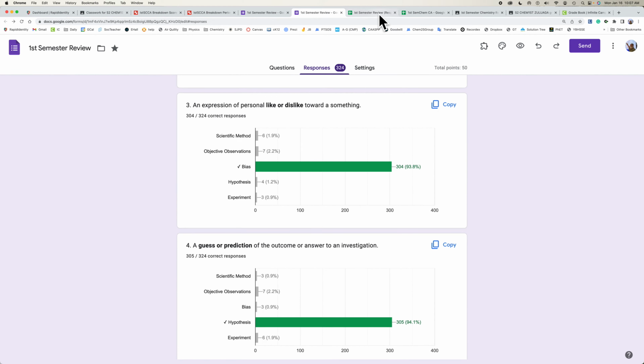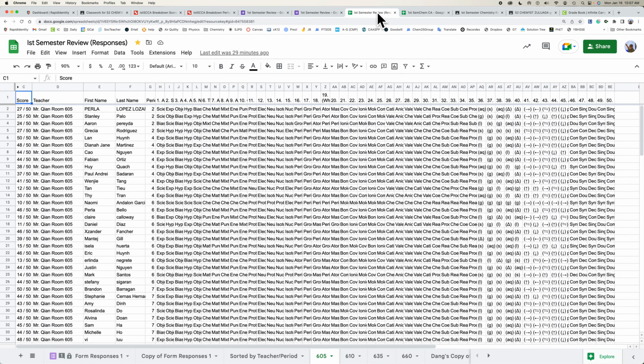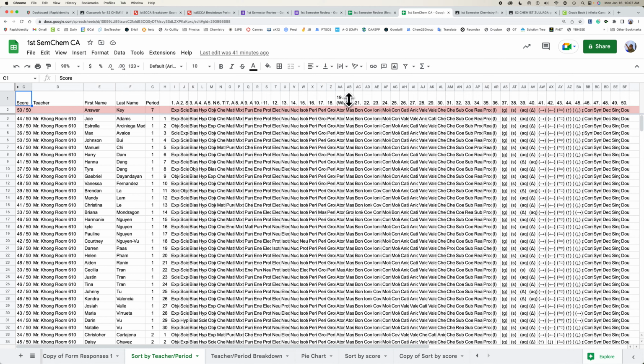The other thing that you get is the spreadsheet. You get the spreadsheet for all the different classes, and from that you can get more information if you so desire. You can also have an answer key, and with that answer key, you can compare each of the students to find out where they made their errors.